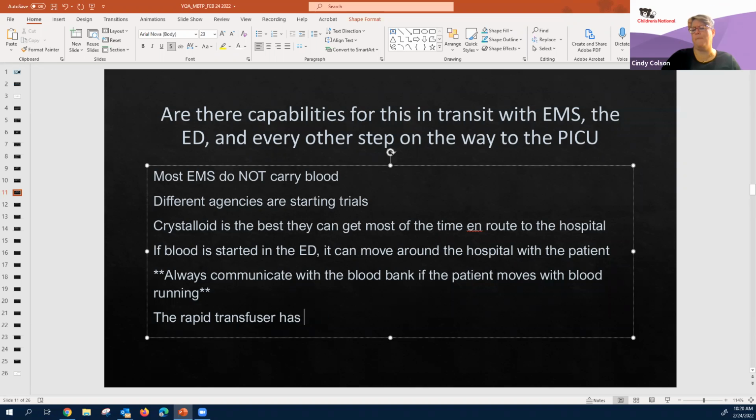The rapid transfuser, or rapid infuser, I always want to make sure I call it the same thing every time. Rapid for a reason. So chances are you're going to be done with that before you move.